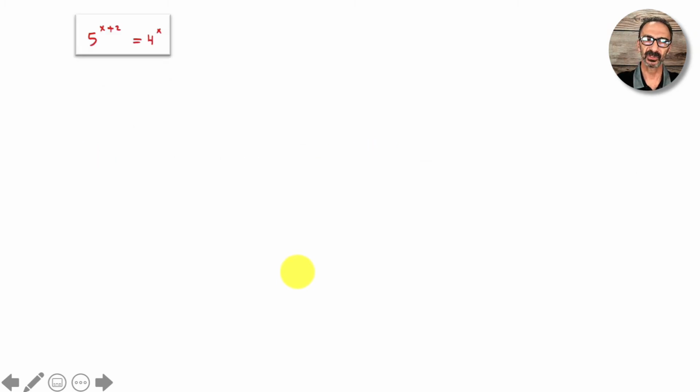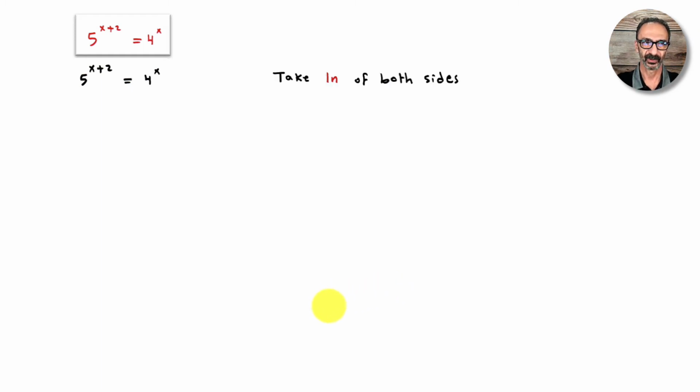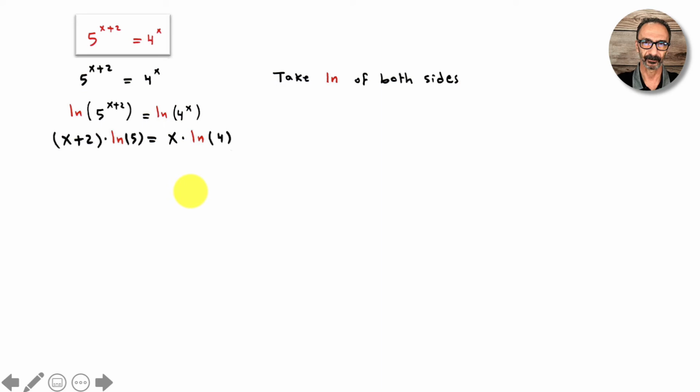5 to the power x plus 2 equals 4 to the power x. As we could see, the bases are not identical and they're not close to each other or cannot be written with the same base. So what we're going to do, we're going to apply ln to both sides. Take ln of both sides, and by doing so, this exponent x plus 2 will go up front and this exponent x will go up front. Why is that?